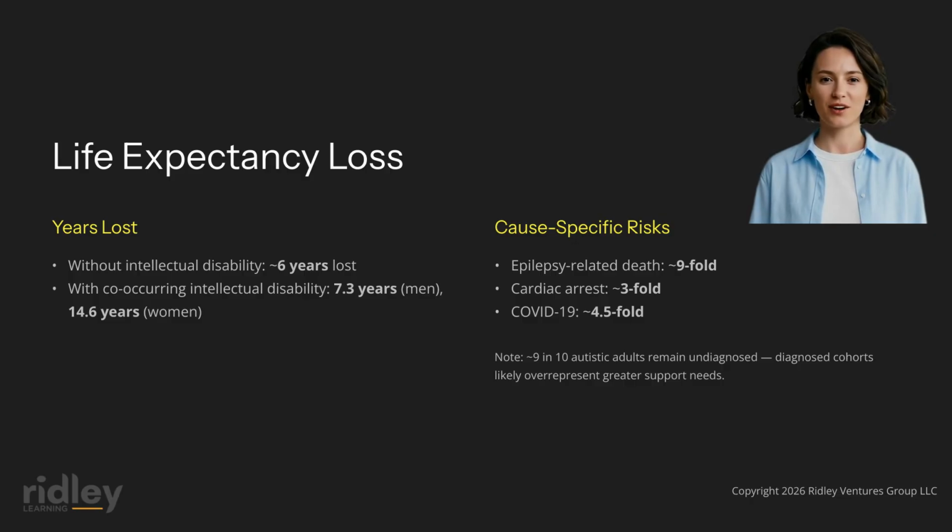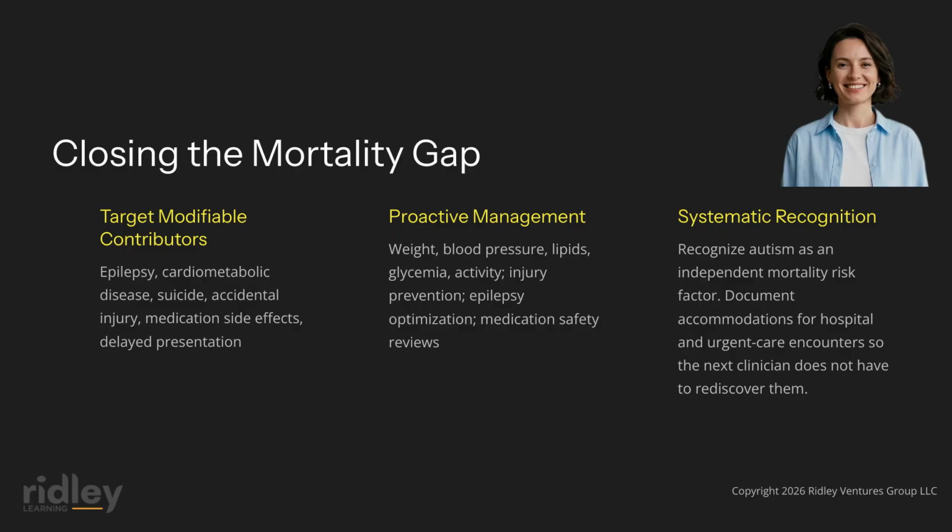Cause-specific risks were also striking. Nearly 9-fold for epilepsy-related death, nearly 3-fold for cardiac arrest, and roughly 4.5-fold for COVID-19, with all three showing strong statistical confidence that the increased risk is real. Here's the critical takeaway for allied health practice. Modifiable contributors dominate the mortality signal, and this is precisely where allied health practice can make a real difference.